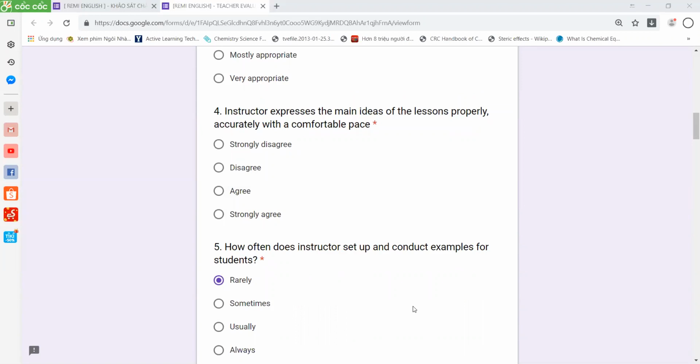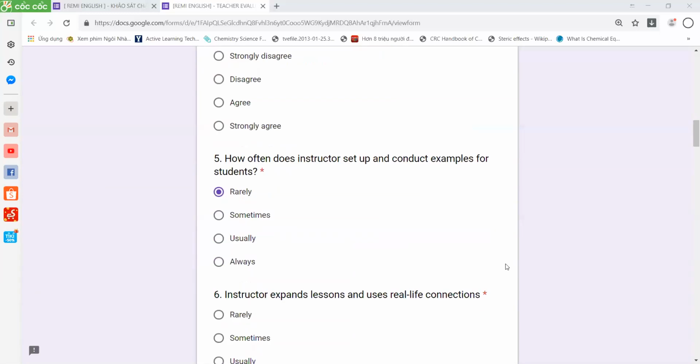Instructor expresses the main ideas of the lessons properly and accurately with a comfortable pace. Because there are a lot of Vietnamese students in the class who are new to English, you have to speak slowly and loudly to make sure that they could follow you.